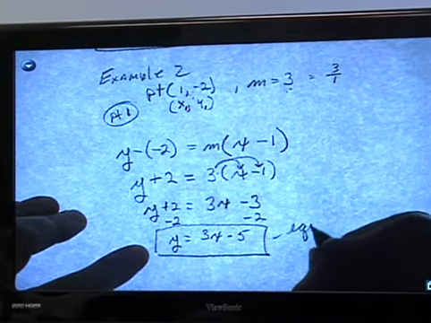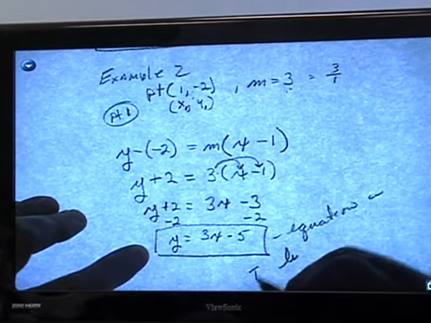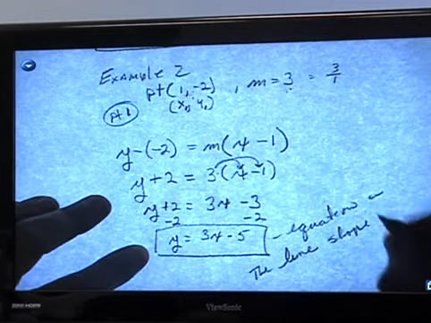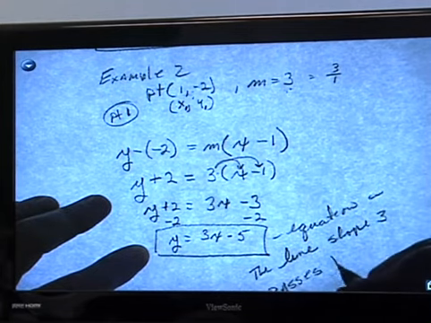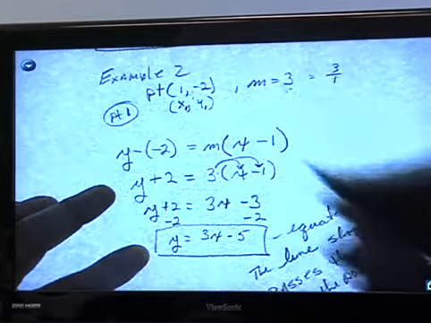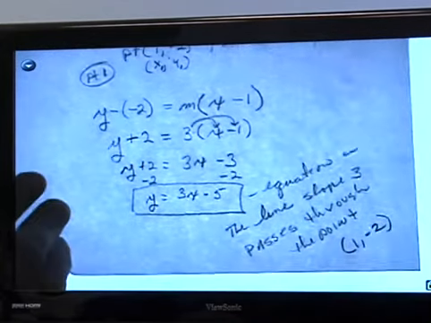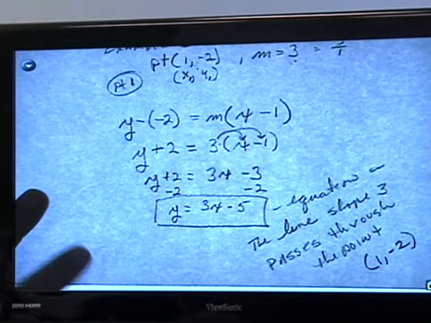This is the equation of the line, there's only one, with a slope of 3, that passes through the point 1, minus 2. Okay?